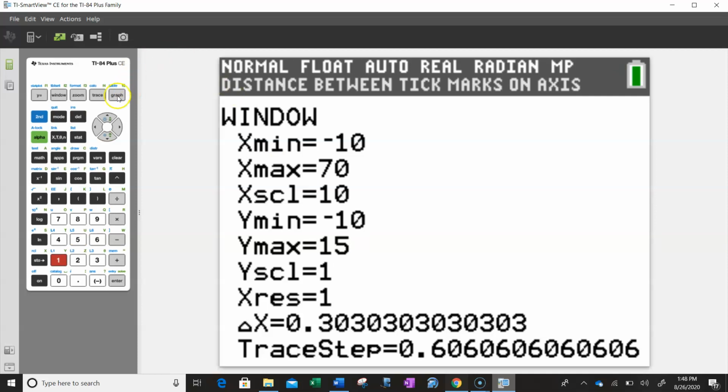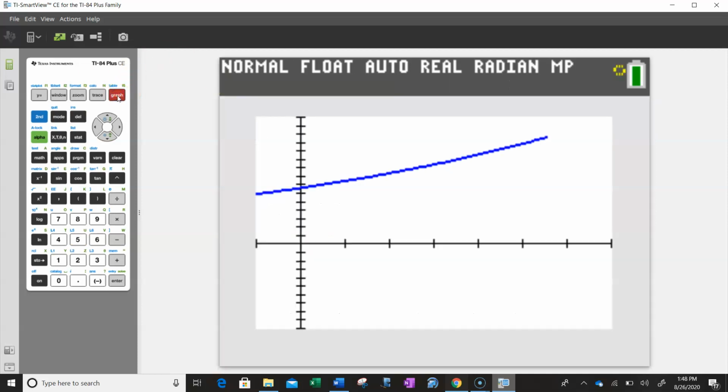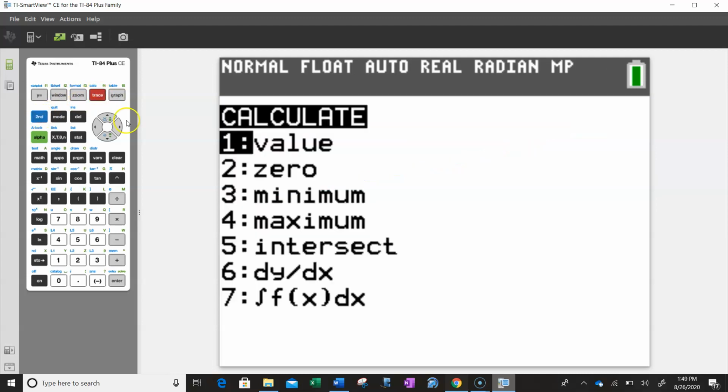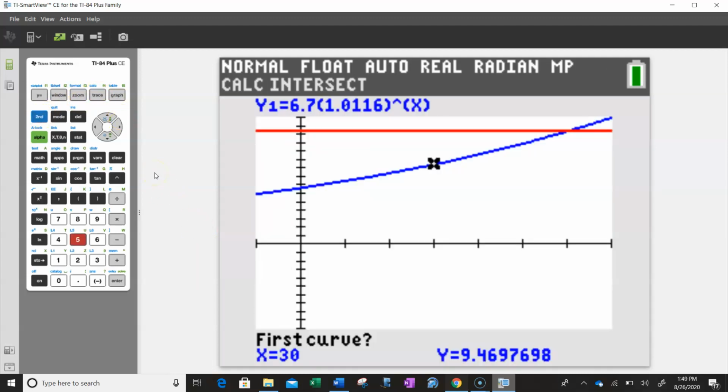All right, so then we hit graph. We should see that exponential function and that horizontal constant function on there. So then we're going to go to second trace, which is calculate. We're going to go to intersect, and we're going to scroll over by that intersection.